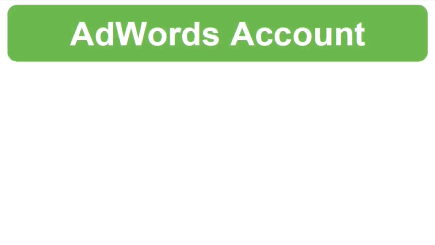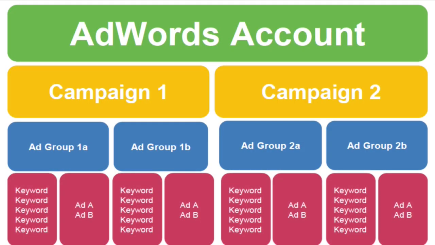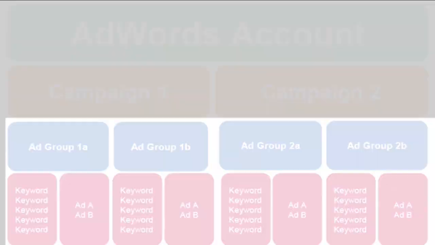Your Google AdWords account has the following structure. Your account, which contains campaigns, which contain ad groups, which contain keywords and the ads you would like to serve to your audience. For now, let's focus on ad groups, ads, and keywords.